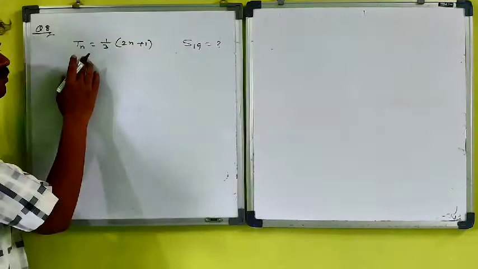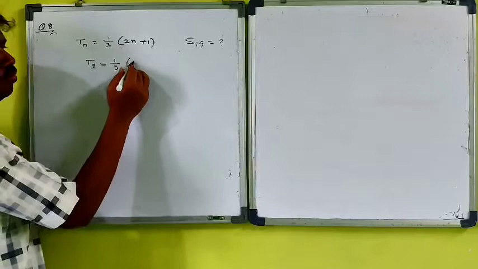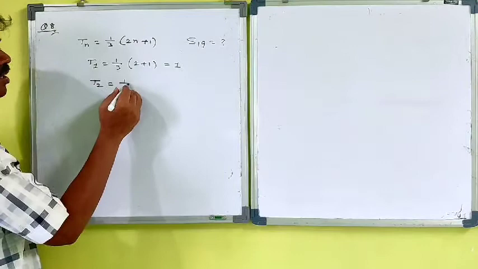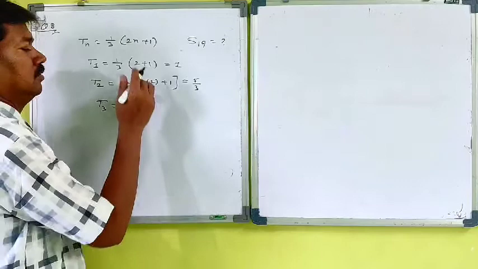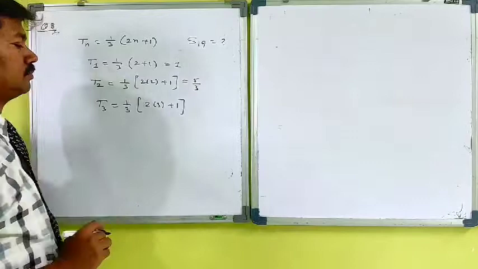Very simple here. When you put n equal to 1, that will give you t1, so it is 1 upon 3 into (2 plus 1), the 3 cancels, so it is 1. When you put n equal to 2, it is 1 upon 3 into (2 into 2 plus 1), that is 5 by 3. When n equal to 3, we put 2 into 3 plus 1, that is 6 plus 1, which is 7 upon 3.